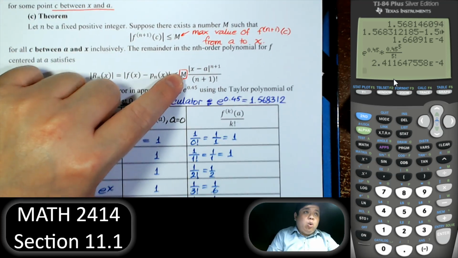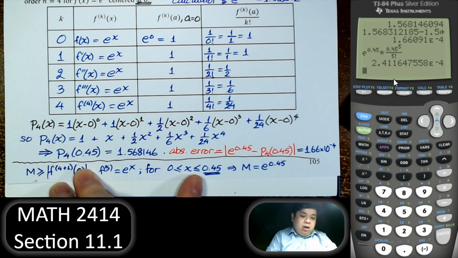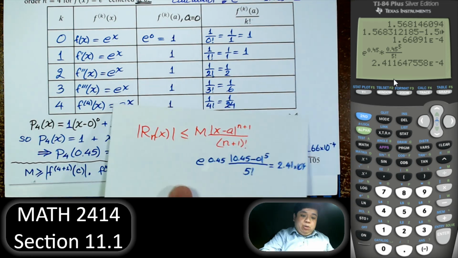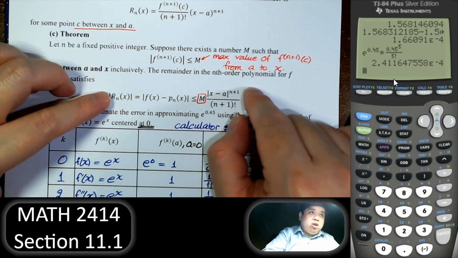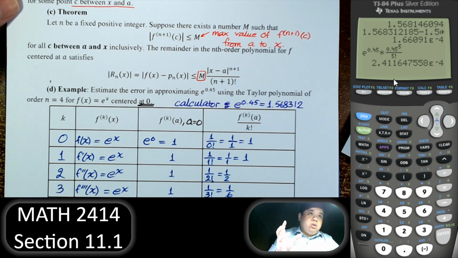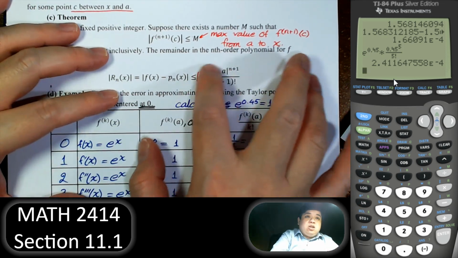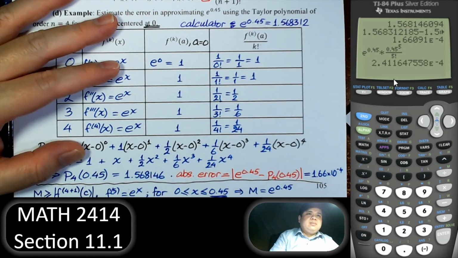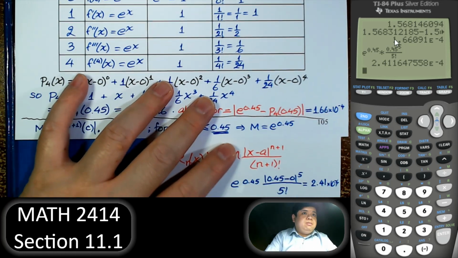So we find M, which is the biggest value of the n plus first derivative on the interval. Because e to the x is increasing, the end point will give us the maximum, and we just put it in the formula. This calculation will tell us the worst case scenario for the error. What is the remainder less than or equal to? This is the worst case scenario for the error. The actual error should be less than that.